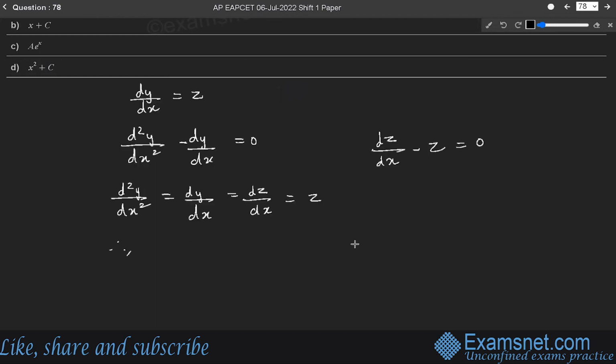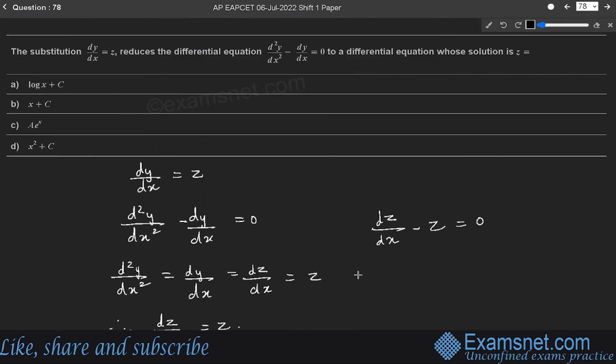Therefore, dz upon dx will be equal to z. Therefore, z must be a multiple of e to the power x. Since we know that z must be a multiple of e to the power x, then from options it can be verified. So among all the options, the option that contains e to the power x is option number C. So we can say that z will be equals to a into e to the power x, since z is a multiple of e to the power x. So correct option is option number C here.